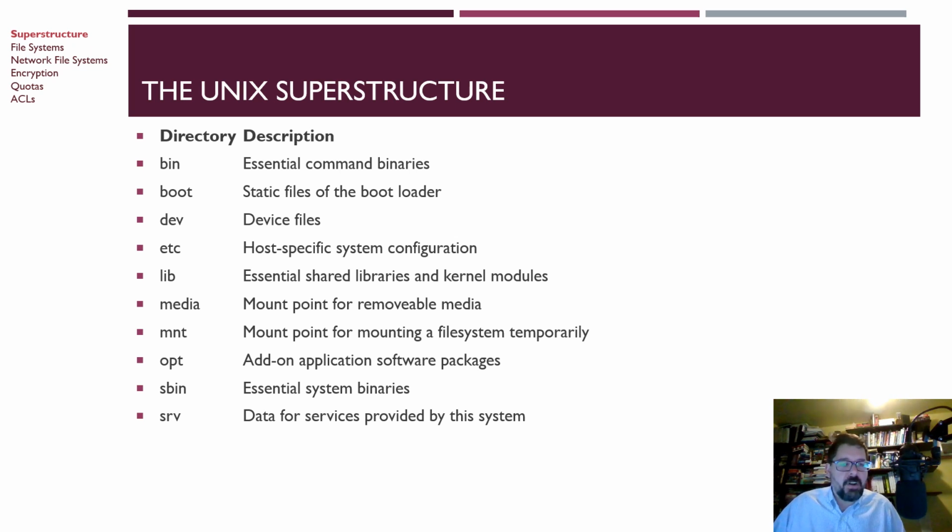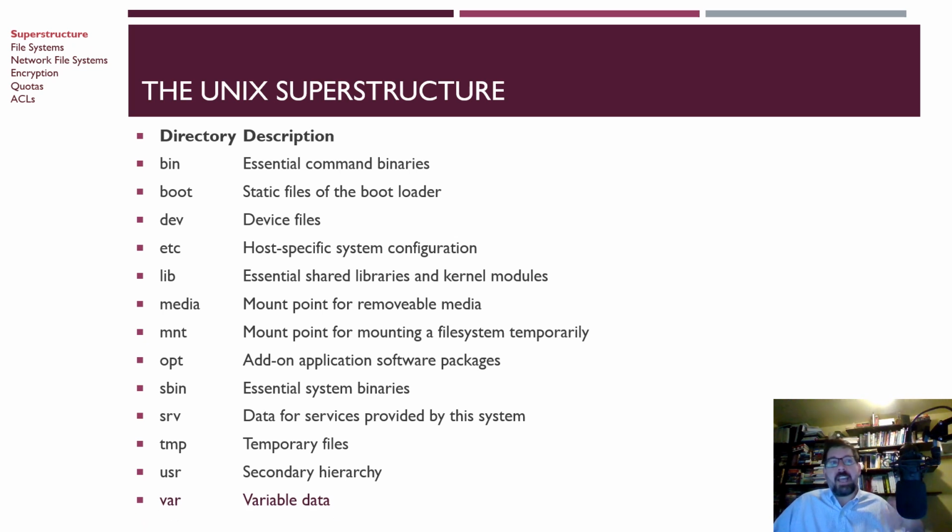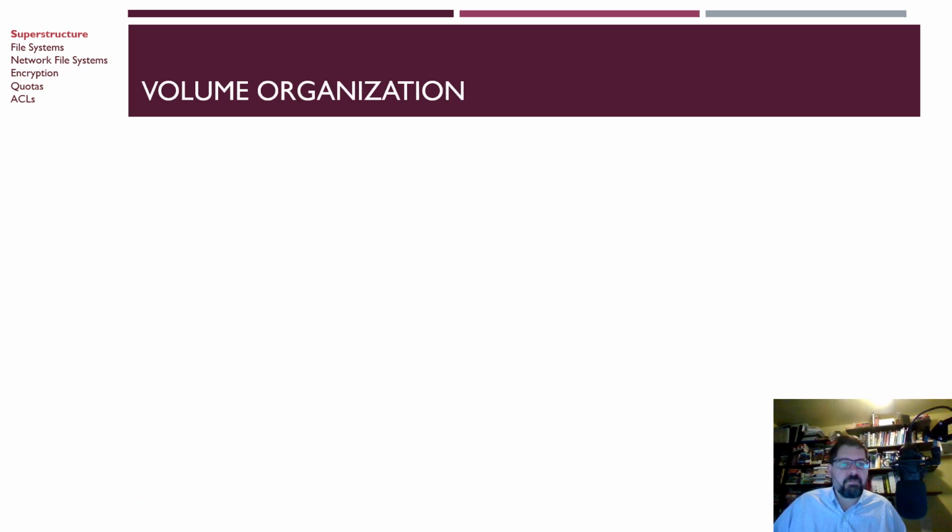SRV is data for services provided by the system. TMP is temporary files. USR is the secondary hierarchy, not to be confused with home, right? Home is something different. I know a lot of folks confuse USR and home, but USR, to put it in plain English, is where you find the core kernel files, right? The binaries for the kernel are typically in USR. And then finally var, which is where you'll usually find log files. So that's where we put them typically in var.